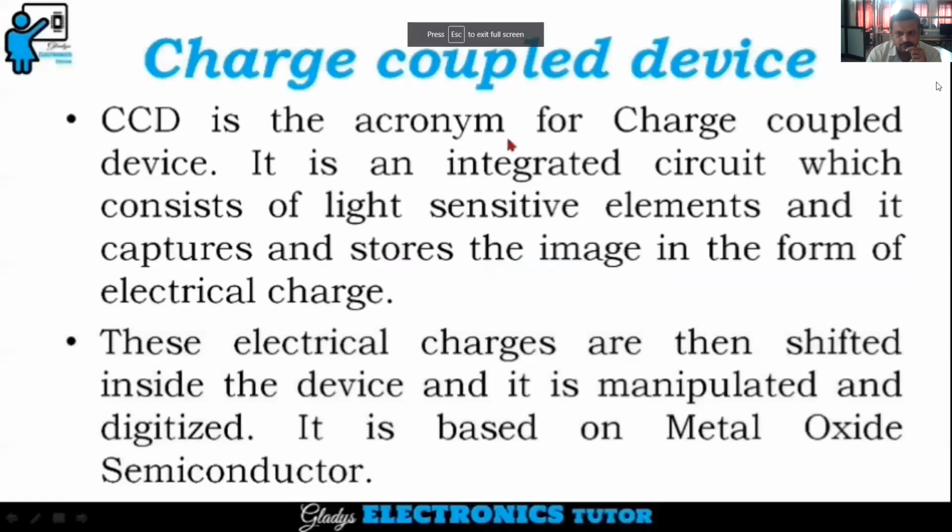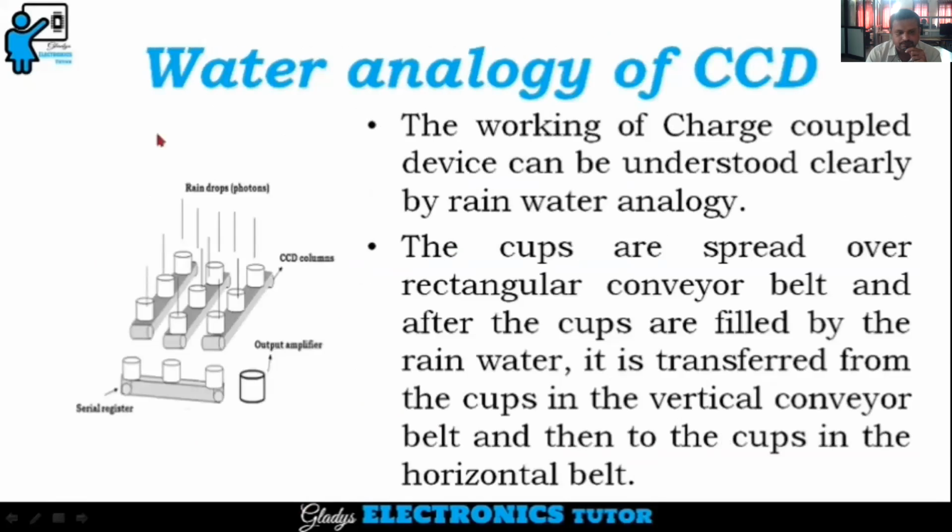CCD is the acronym for charge coupled device. It is a circuit which consists of light sensitive elements and it captures and stores the image in the form of electrical charge. These electrical charges are then shifted inside the device and manipulated by this device. It is based on metal oxide semiconductor. So next we'll see the working analogy of CCD.